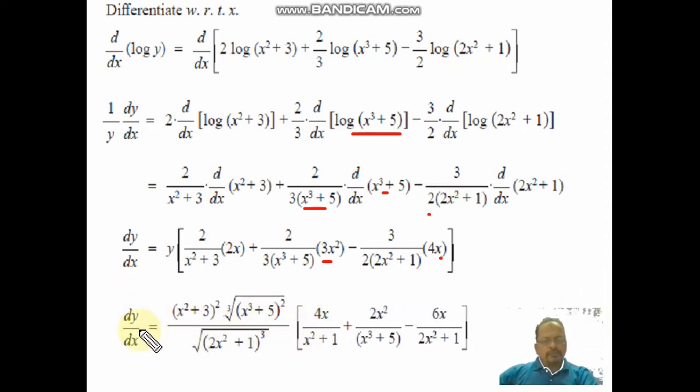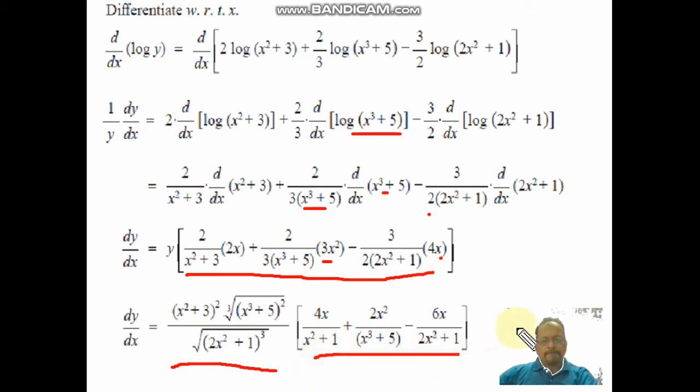And finally we have the answer. dy by dx is equal to the original y given to us, multiplied by the derivative taken in all the steps. Or you can pause this video and write down these steps if you want.